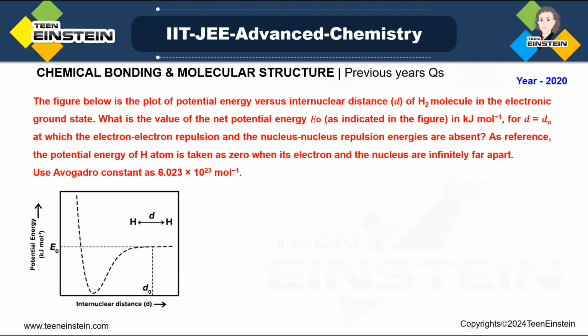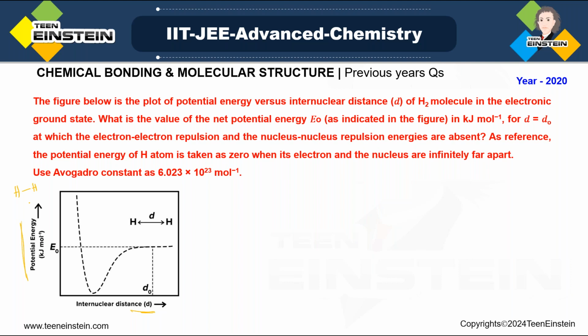You can see a figure here, right? There is potential energy in kilojoule per mole on the y-axis, and on the x-axis there is internuclear distance, which is small d, the internuclear distance between two hydrogen atoms. So this is basically the energy diagram for hydrogen molecule formation.